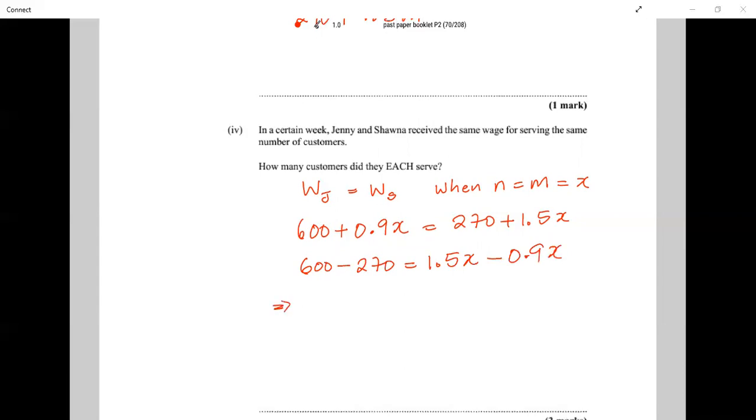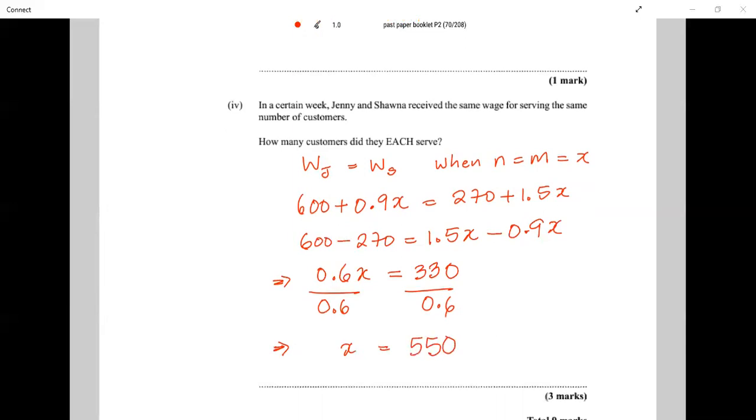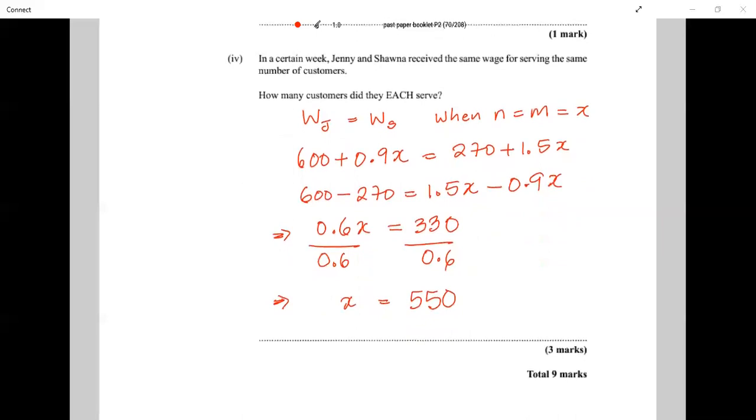Therefore, we have 0.6X, where X is the number of customers, equal to 330. Divide both sides by 0.6. Therefore, X would be equal to 550 customers. So if in a certain week, both Jenny and Shauna serve 550 customers, they will earn the same amount.